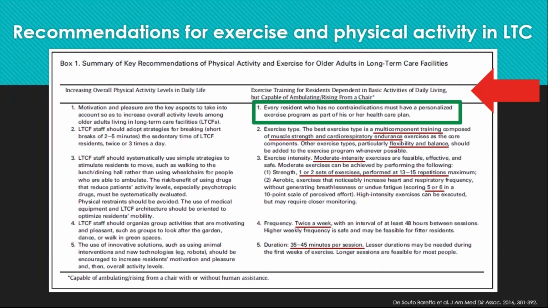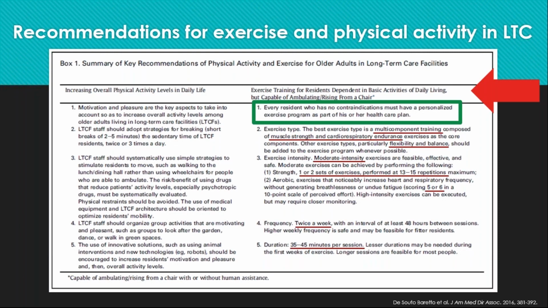All right, so we're going to move on to the more structured exercise component. Now, I really like their first suggestion, and that's why I highlighted it in green. If I was a bit more tech savvy, I would have put flashing lights around it or something, but I think it's really important. So every resident who has no contraindications to exercise must have a personalized exercise program as part of his or her health care plan. So I think that's really important.